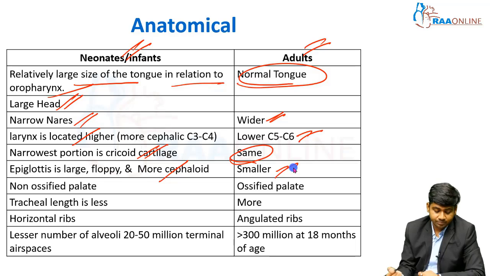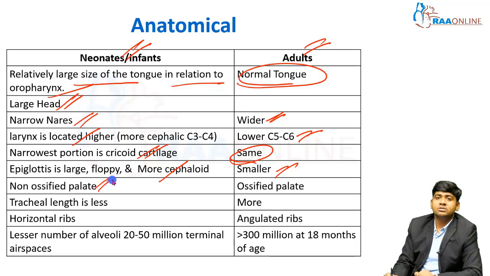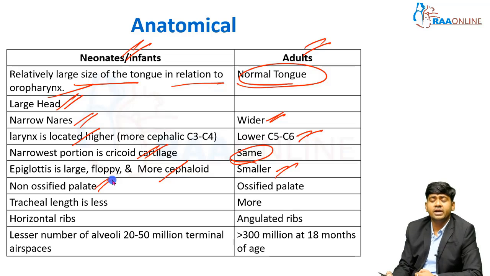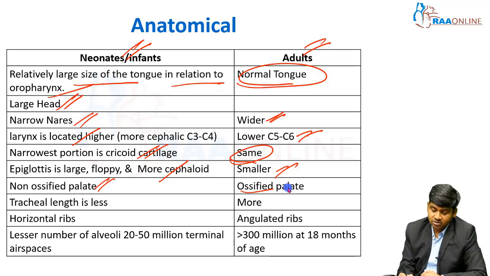Non-ossified palate. Here the palate is non-ossified, with a maximum area of smooth mucosal, smooth muscle-like structures. So the palate also undergoes edema. The palate is also very reactive to laryngoscopy, and there will be a lot of oral edema when we repeatedly do laryngoscopy in pediatrics. Here in adults it is ossified.